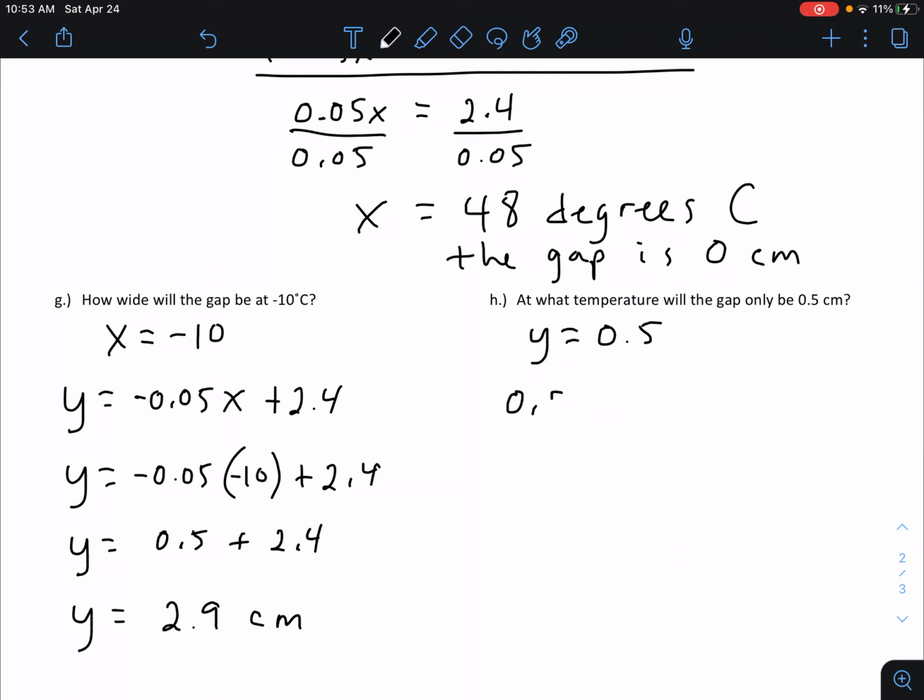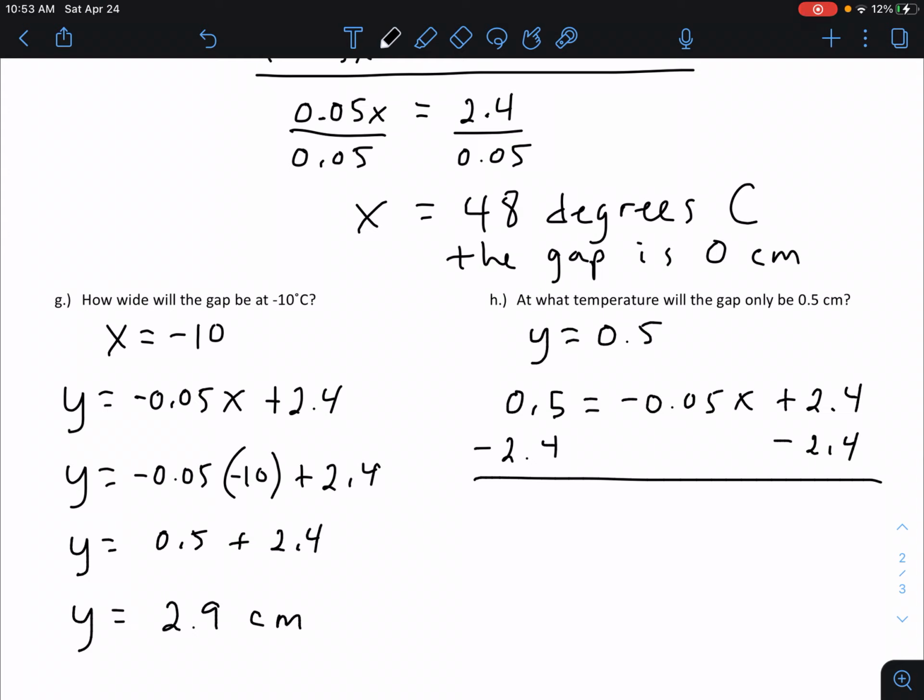This should be 0.5 equals negative 0.05x plus 2.4. Okay, so in this case, I can't do that little trick I did before where I subtracted the negative 0.05, so I have to subtract the 2.4 because there's already a number over here. If there was a 0 over there, I could have done my little trick. So I'm going to subtract 2.4. Got to be careful saying that. So this becomes negative 1.9 equals negative 0.05x.